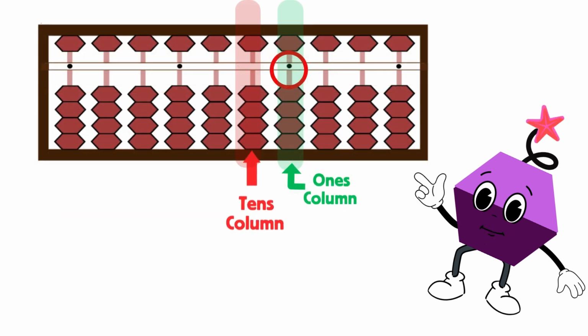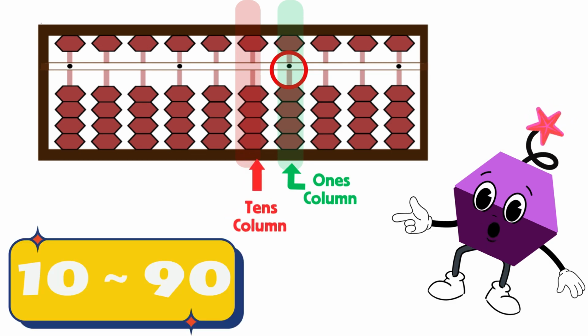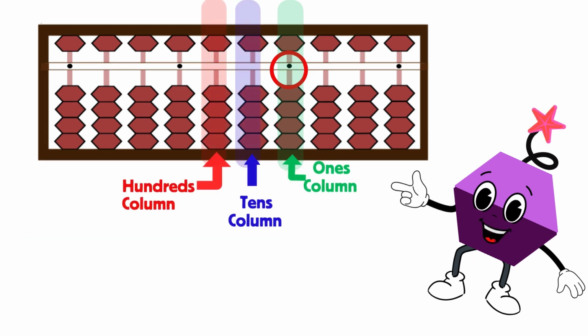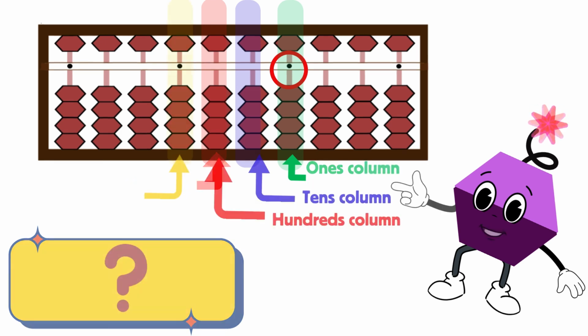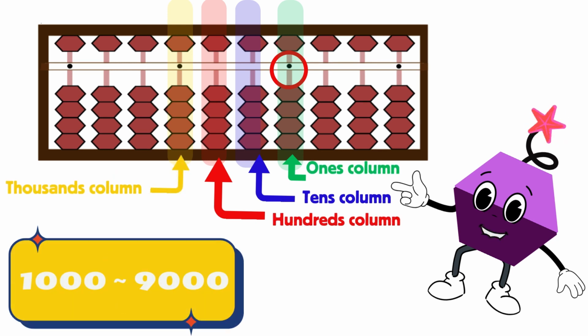The column to the left of the ones column is the tens place column. This tens column can hold the two-digit numbers, such as 10 to 90. The column to the left of the tens column is the hundreds place column. The hundreds column can hold the three-digit numbers, such as 100 to 900. Can you guess what column comes next to the hundreds column? That's right. It's the thousands place column, and it can hold the four-digit numbers, such as 1000 to 9000.